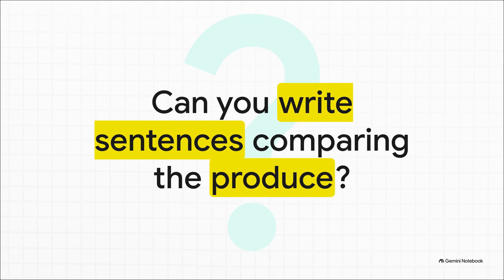So here is my ultimate challenge to you. Can you write your own sentences comparing the farmer's market produce using these exact adjectives? Think all the way back to those bright carrots and sweet raspberries we looked at earlier. Are the carrots more colorful than the tomatoes? Are the raspberries sweeter than the apples? Take a moment, write down your sentences, and practice these 2 golden rules.